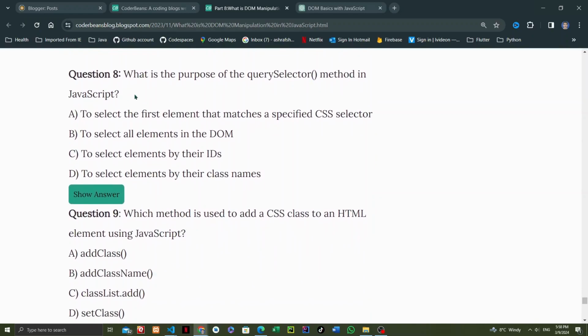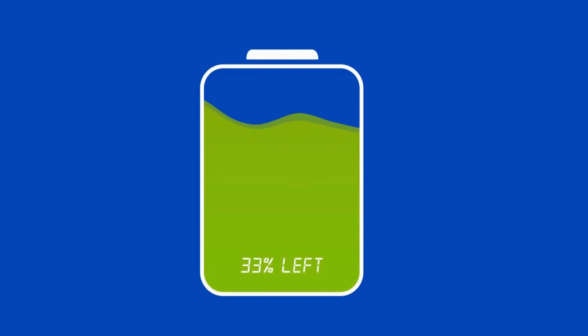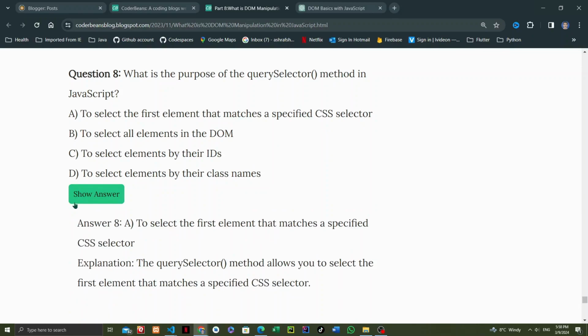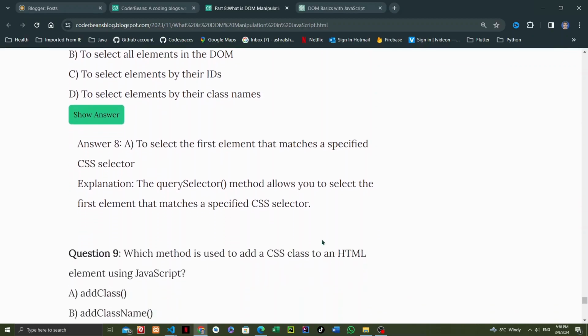Question 8. What is the purpose of the querySelector method in JavaScript? A. To select the first element that matches a specified CSS selector. B. To select all elements in the DOM. C. To select elements by their IDs. D. To select elements by their class names. Answer is A. To select the first element that matches a specified CSS selector. Explanation: the querySelector method allows you to select the first element that matches a specified CSS selector.